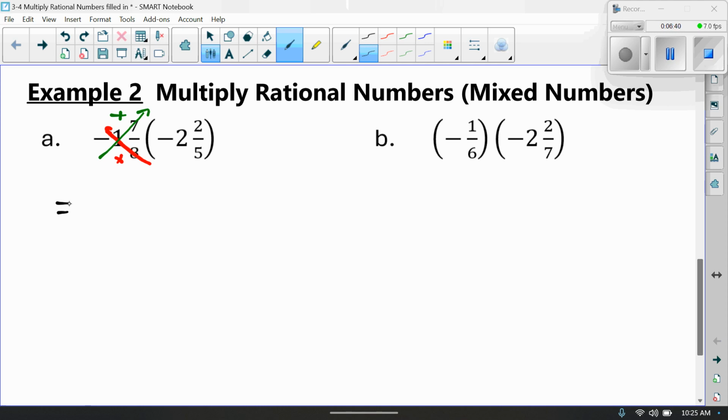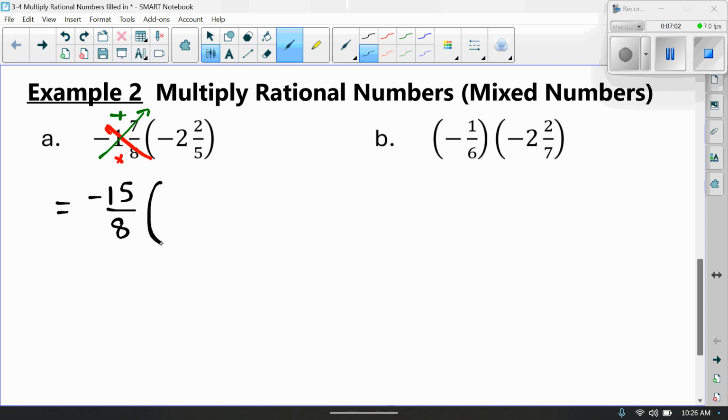Now, we've got, so 1 times 8 is 8. Plus 7 is 15. So this is going to be a negative 15 over 8. Very good.